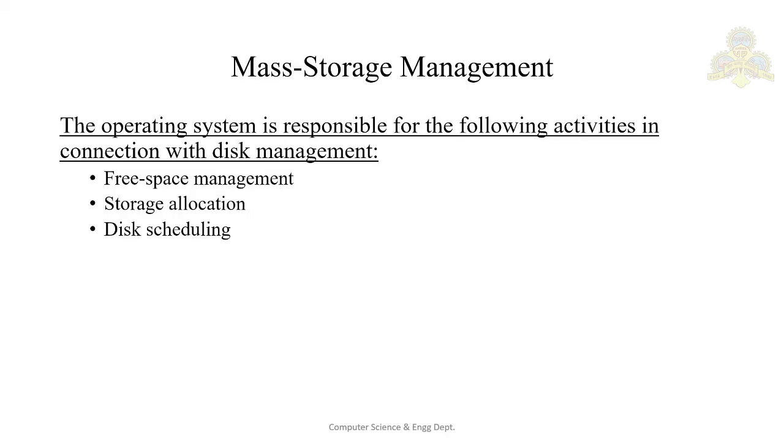The next one is mass storage management. Because your main memory is too small to accommodate all the data and programs, and because the data it holds is lost whenever the power is lost, the computer system must provide a secondary storage to back up your main memory. So the proper management of disk storage is of central importance to a computer system. Your operating system is responsible for these activities in connection with disk management or mass storage management: free space management, then storage allocation, and the third one is disk scheduling.